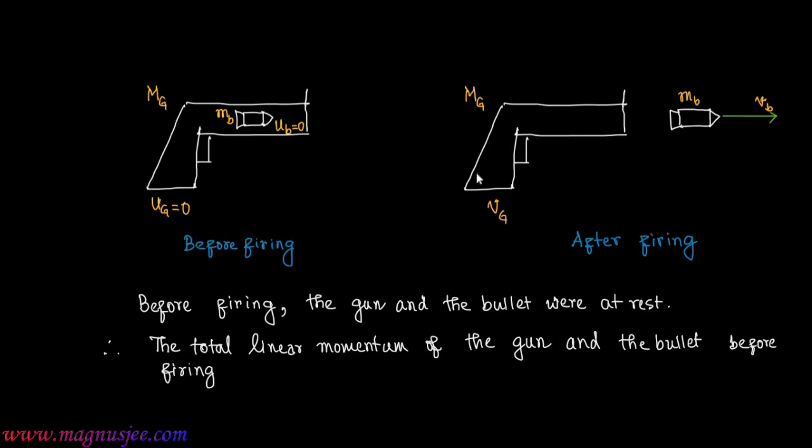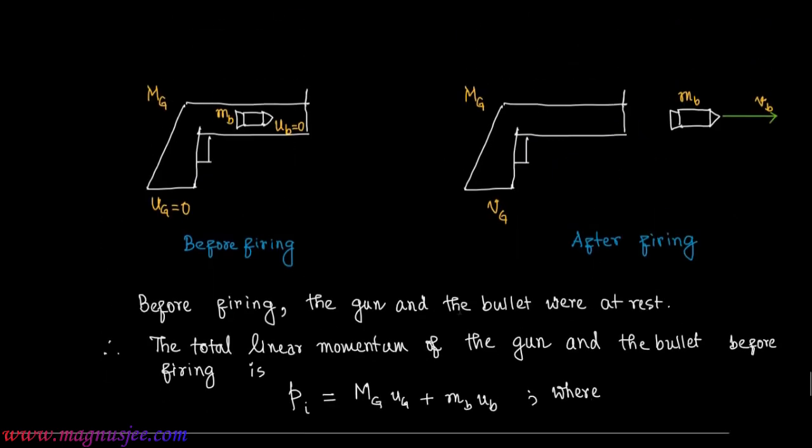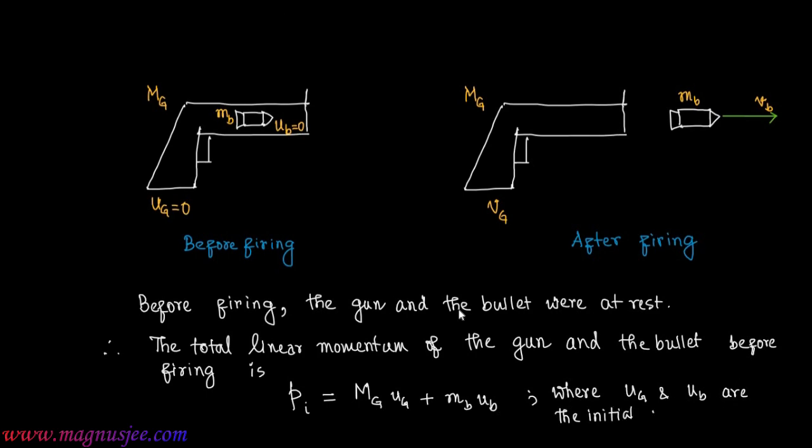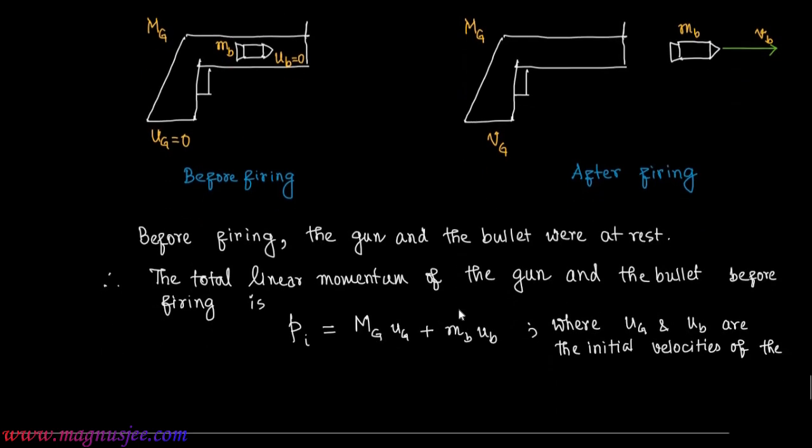is given by p_i equal to m_g u_g plus m_b u_b, where u_g and u_b are the initial velocities of the gun and the bullet.